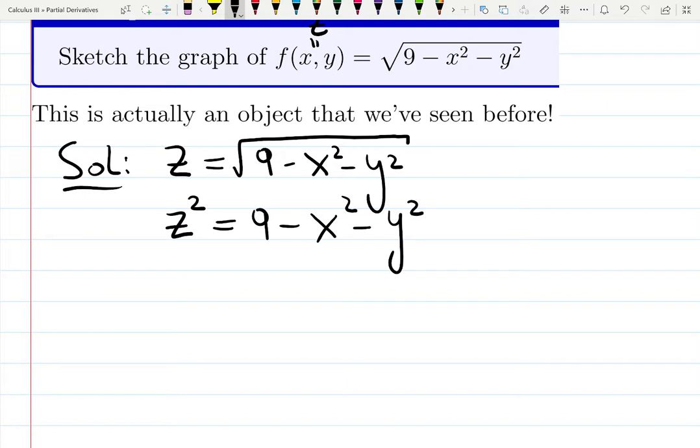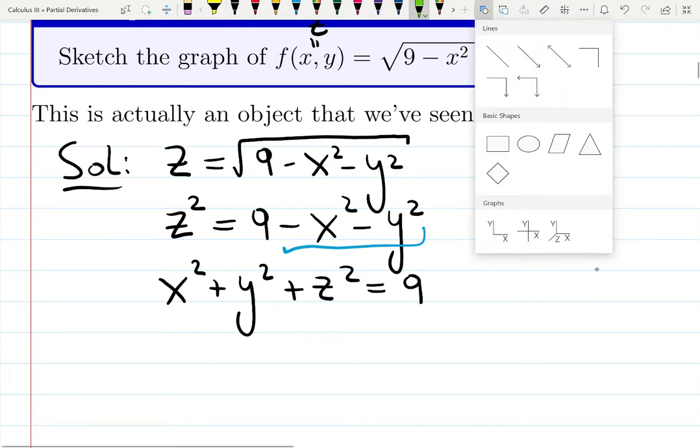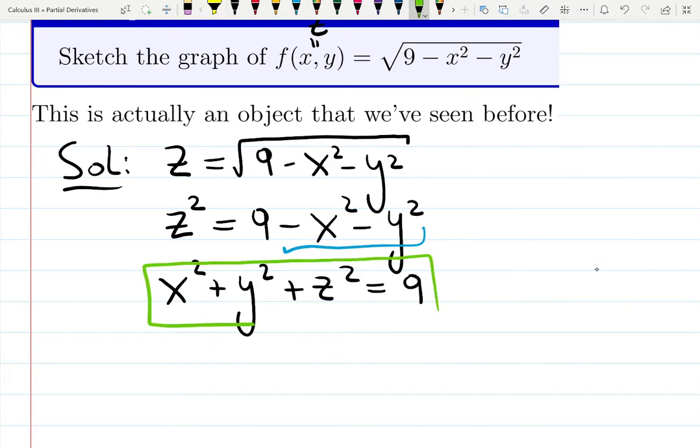Maybe let's rewrite it to kick out the constant. If I move these guys to the left, I will have x squared plus y squared plus z squared equals 9. Does this remind you of something? Circle? Sphere. Not a circle, a sphere. Yeah, good job. Radius 3.